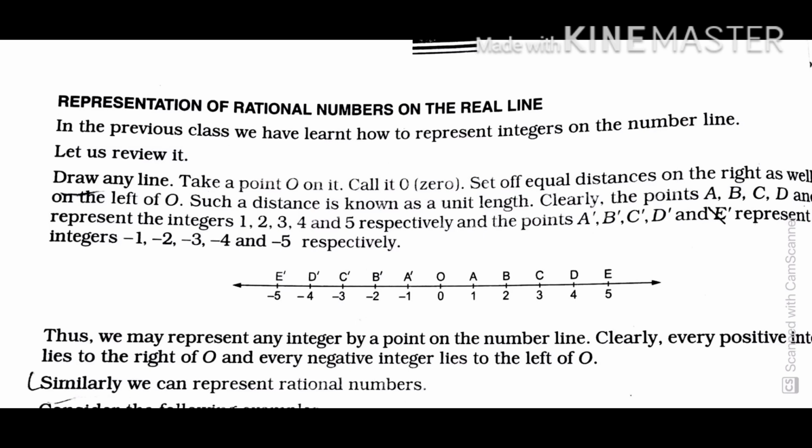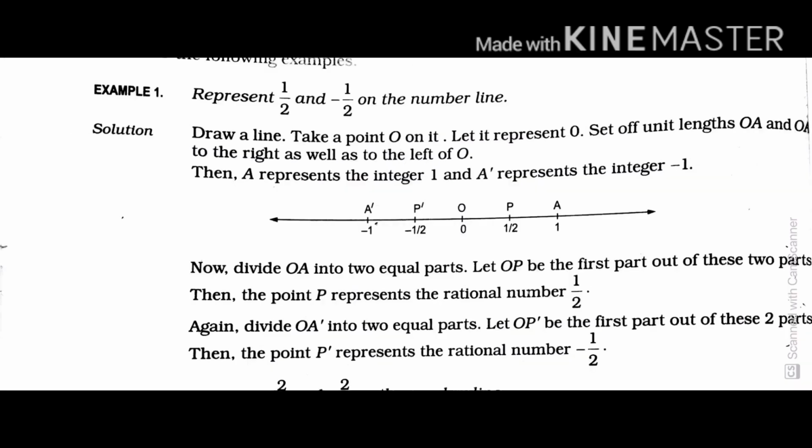Now similarly we can represent rational numbers also. Let us take one example of how to represent a rational number on a number line. Suppose we want to represent 1 by 2 and minus 1 by 2 on the number line. Now the steps will be like this.